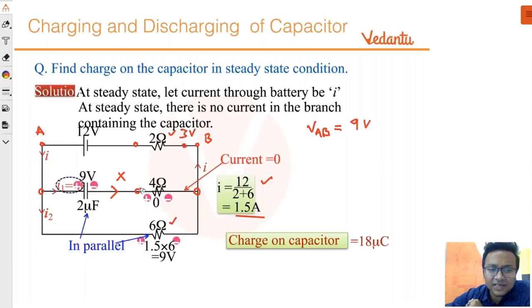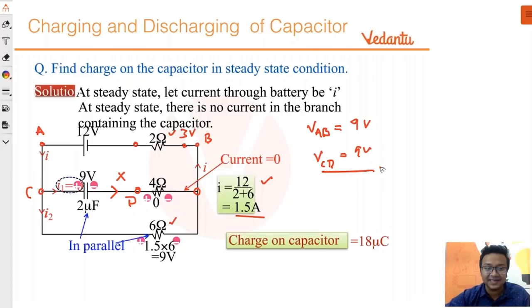Is there any potential difference across the 4 ohm resistor? No, there is no potential difference across the 4 ohm resistor. Why? Because there is no current flowing in that branch. So the potential difference across these 2 points, C and D, let's say, that also is going to be equal to 9 volts. Then that is the potential difference across the capacitor, that is 9 volts. And if you have to find out the charge on the capacitor during that time, very simple: Q is equal to CV. You apply that formula, you get your value as 18 microcoulomb, students.